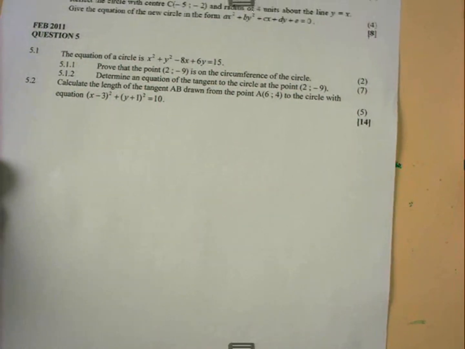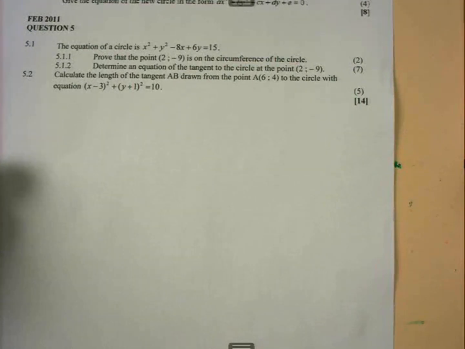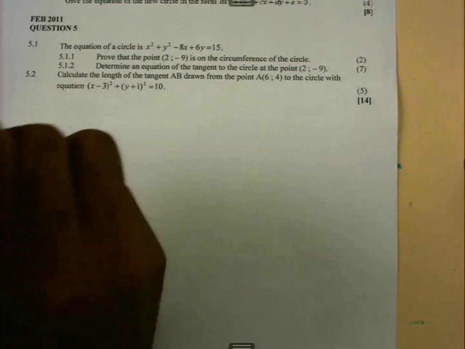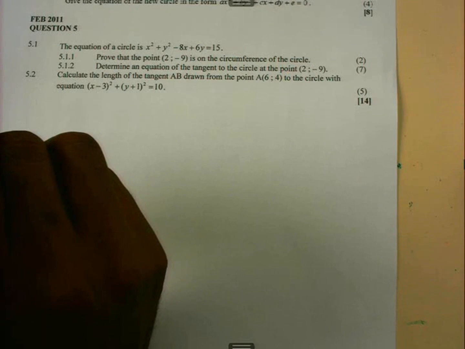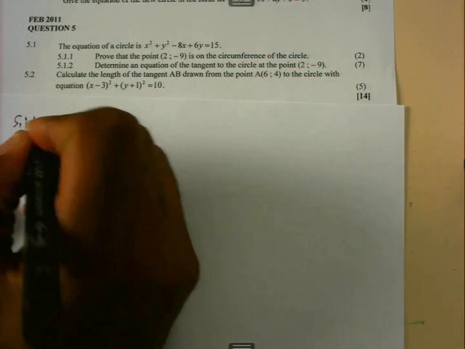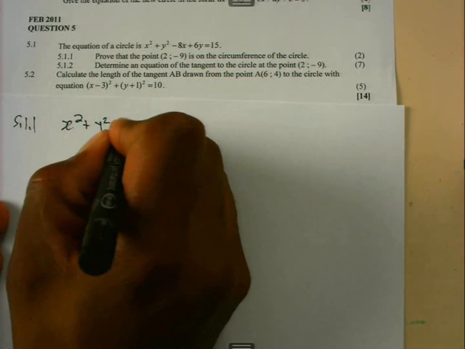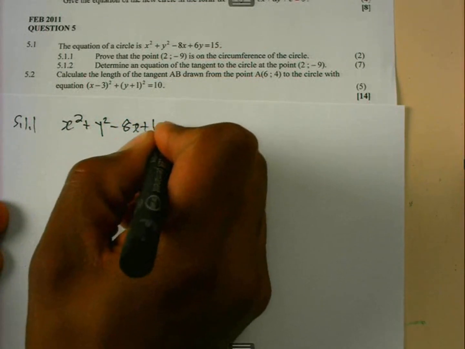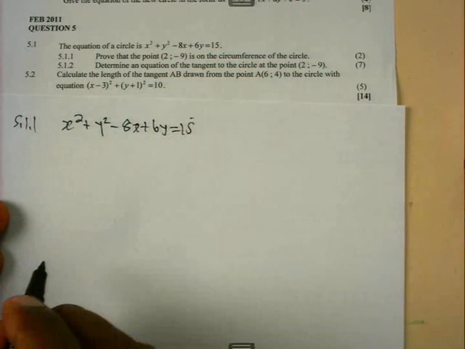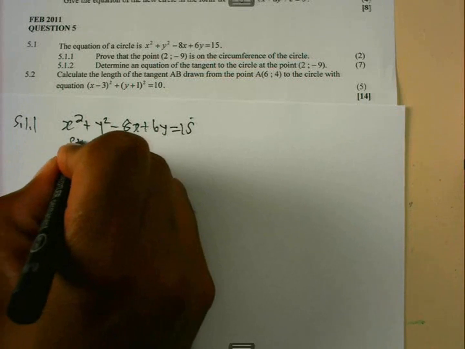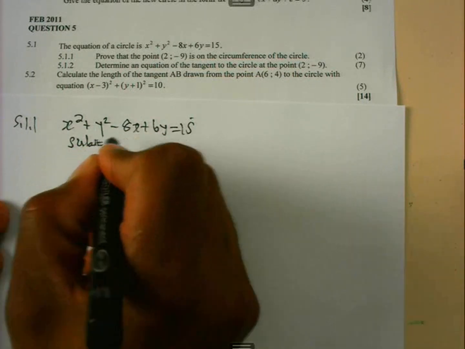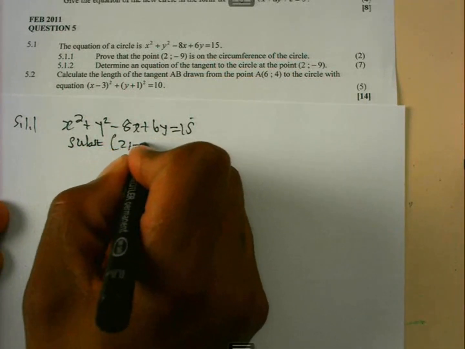Yes, I can see you are struggling to do this question because it's a straightforward question. Where do we start? Of course, first of all, we take x squared plus y squared minus 8x plus 6y equals 15. What are we going to do here? Now we substitute this point, 2 and minus 9.